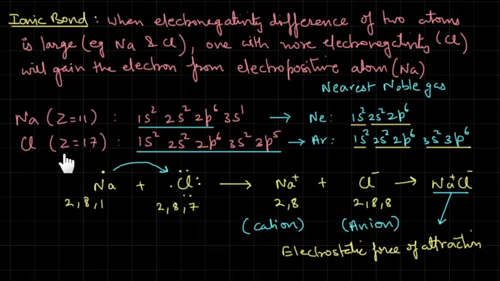For chlorine, Z is equal to 17, and its configuration is 1s2, 2s2, 2p6, 3s2, 3p5. Again, 3 is the valence shell, and how many electrons does this valence shell have? 2 plus 5, which is 7.